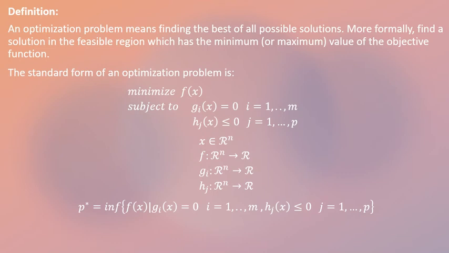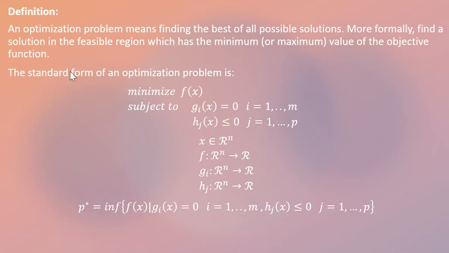We need to define two things in an optimization problem. First of all, our objective function, for which function we want to find the best value. And second, we should define our feasible area. It means where we are allowed to find our optimal value, our solution.